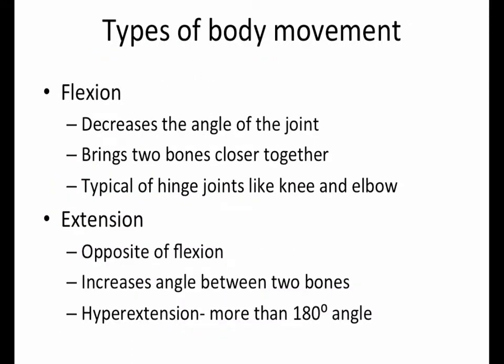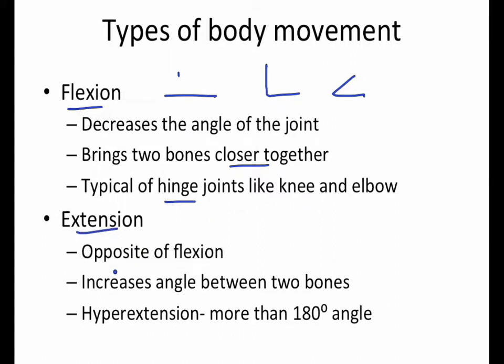So our first couple types of body movement. We have flexion. Flexing is going to decrease the angle of the joint. So if normally it looked like this, now the angle is going to be smaller. This is going to bring two bones closer together, and it's typical of hinge joints like your knee and your elbow.